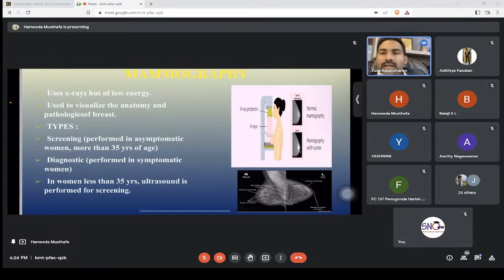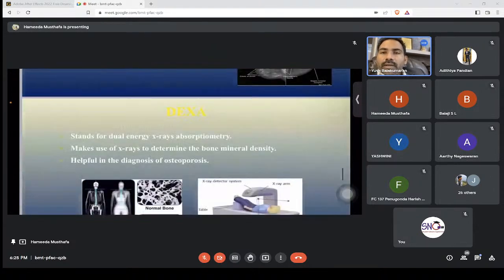look for any lesions, because mammography also uses X-rays. It may cause radiation effects. So if we do not want to use mammography, we can use ultrasound of the breast. So this is how they take a mammography.